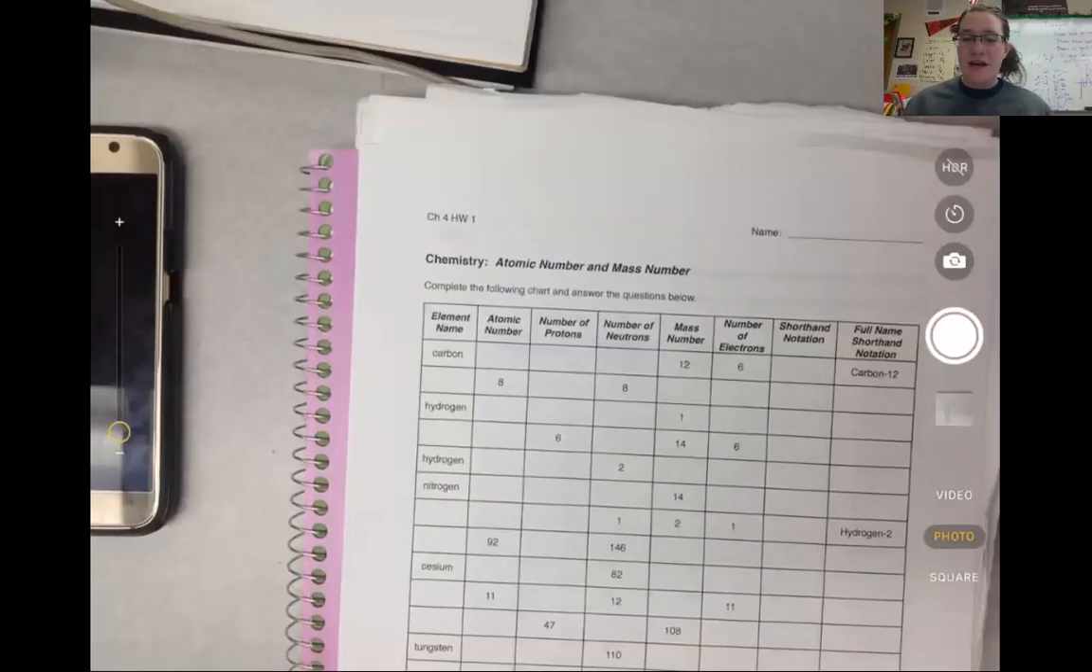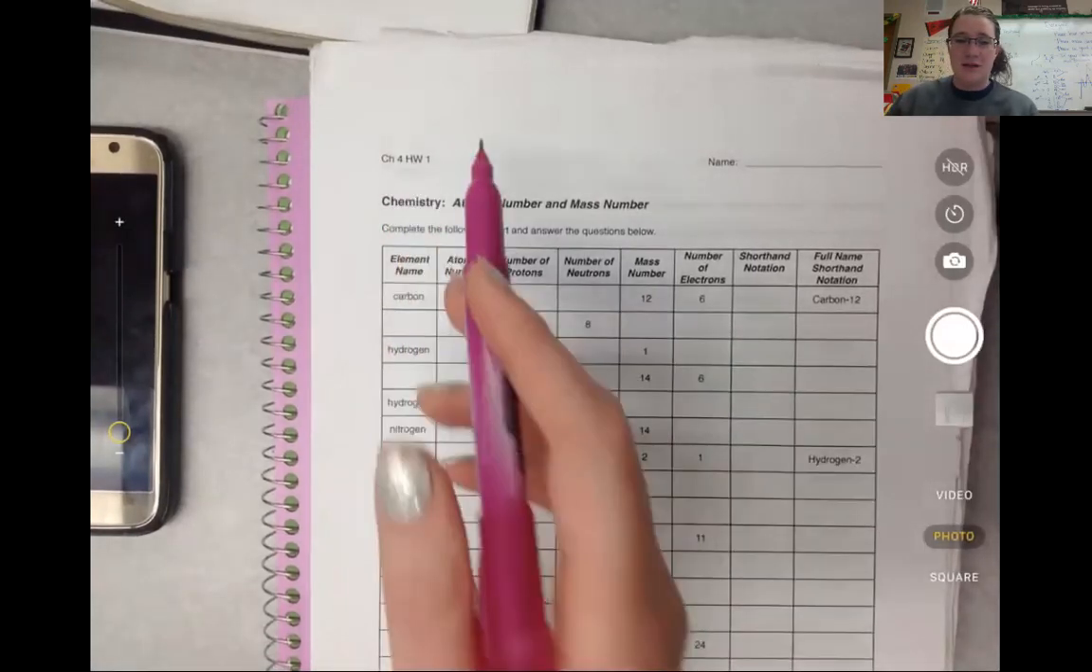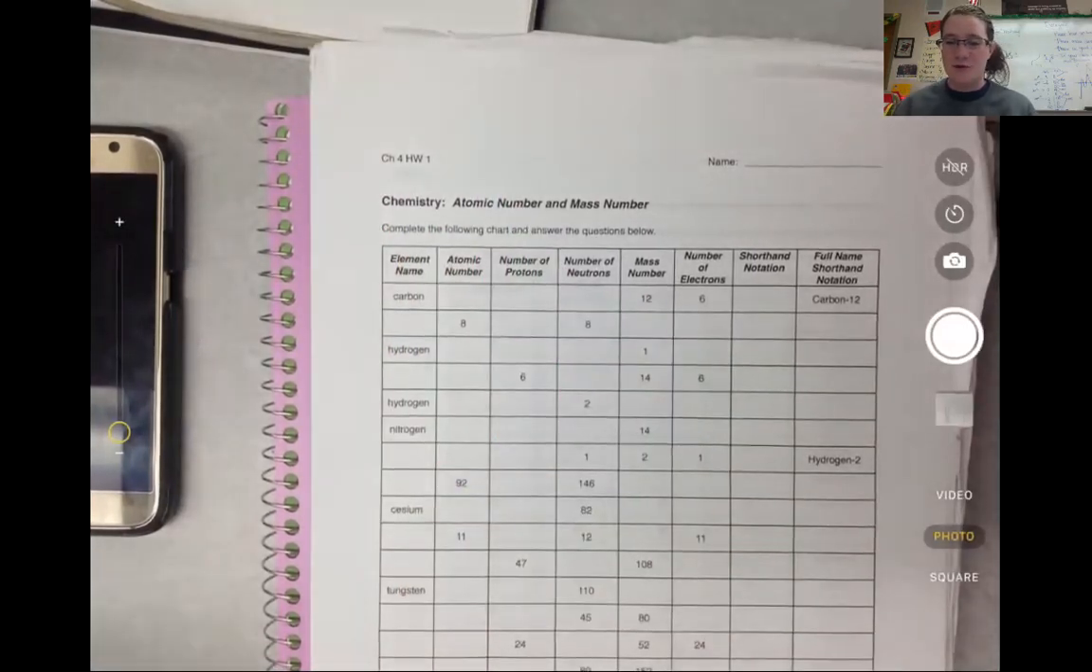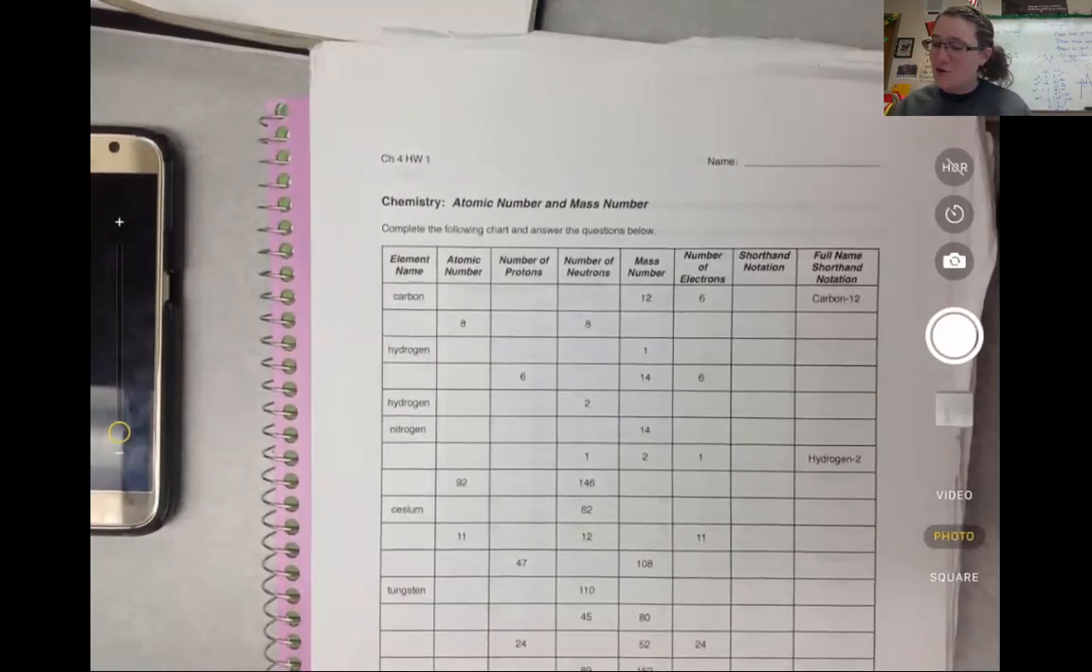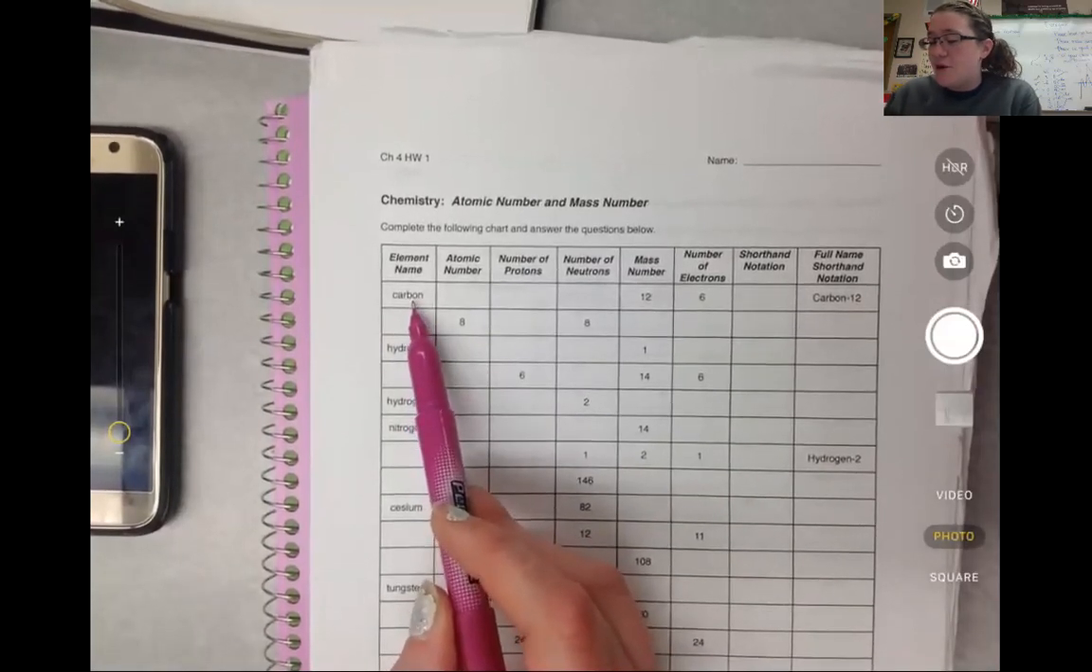And if it comes up here, there it goes. All right, so just ignore all this. Again, we went through things in such a different order this year that this is just a paper that I used in previous years. And so let's say I had an element of carbon or an atom of carbon.